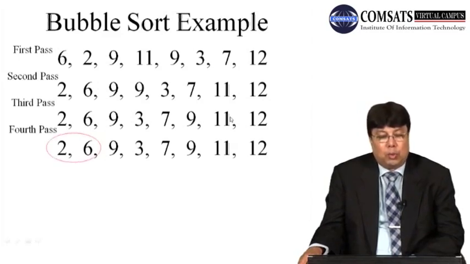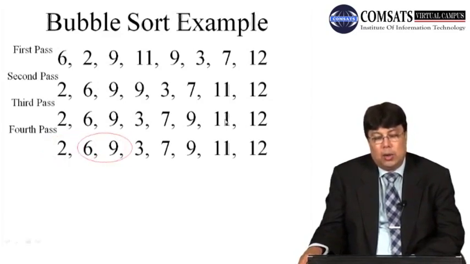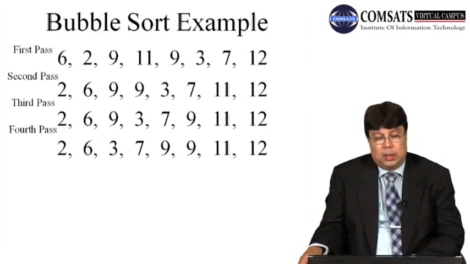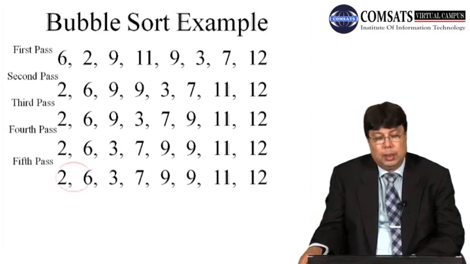Next pass, fourth pass, again 2 and 6, they are in order, but 3 will take the position. 9 and 7, they are not in order. So this is the fourth pass. Okay. Next, 2 and 6, okay. 6 and 3 not in order. Swap the 2, they are in order.